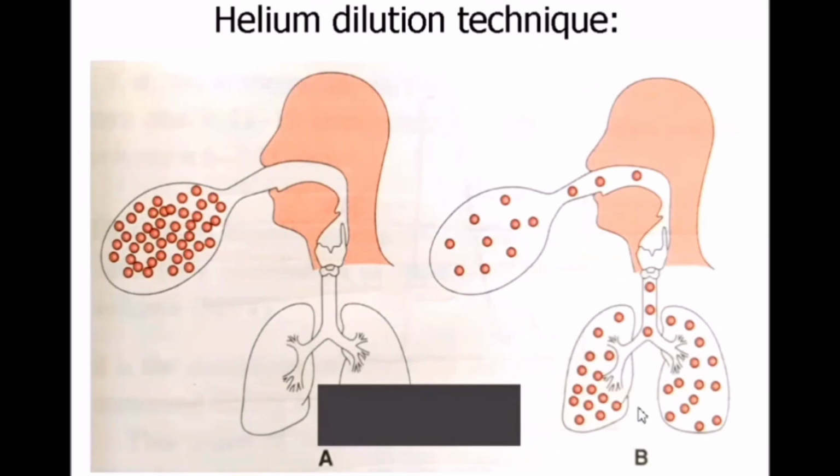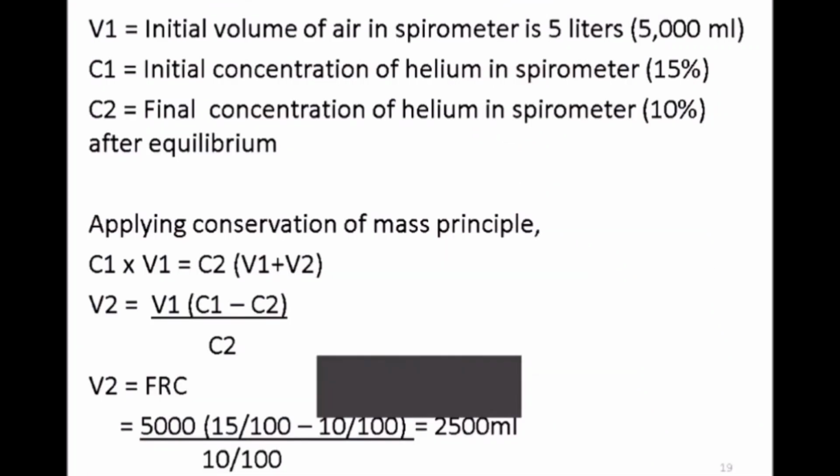So you get values here: C1, C2, V1, V2, and so on. I'll show the calculation. We have two volumes and two concentrations here, not like our first method. Because we have an FRC, we have to calculate from these values. For example, V1, the initial volume of air in the spirometer, is 5 liters, that is 5000 ml. C1 is 15%, the initial concentration of helium in the spirometer. C2 is the final concentration of helium, 10%. These are approximate values.